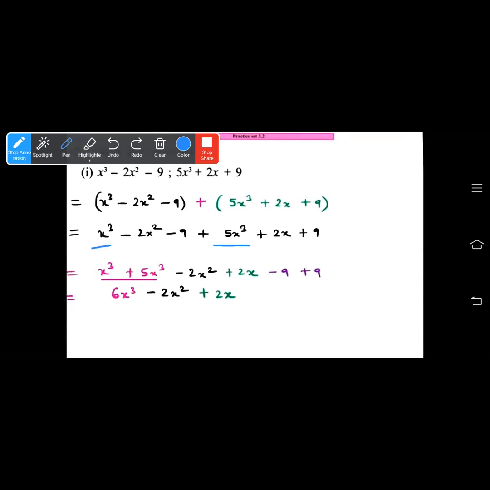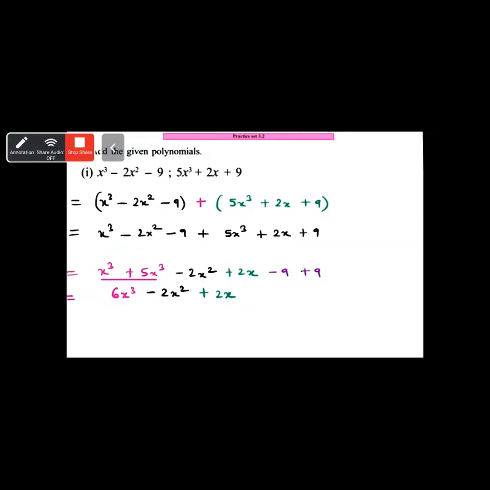x cube plus 5x cube, minus 2x square, plus 2x, minus 9 plus 9. Keep the like terms together. Then you will get x cube plus 5x cube is equal to 6x cube, minus 2x square as it is, plus 2x as it is, plus 9 and minus 9 will get reduced. So your answer is this one.